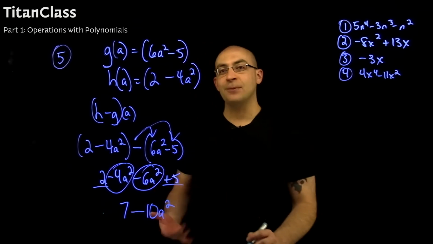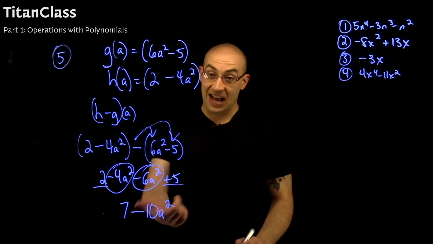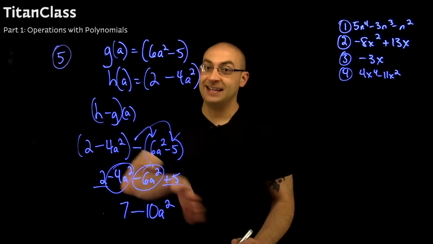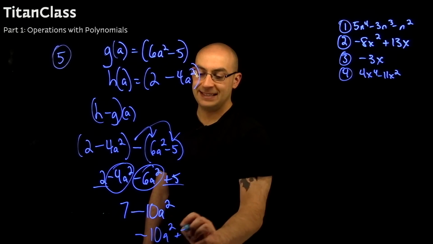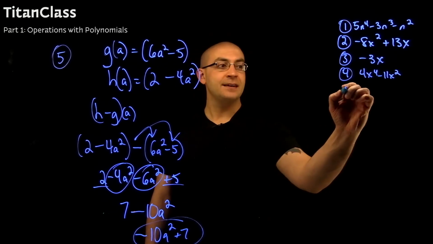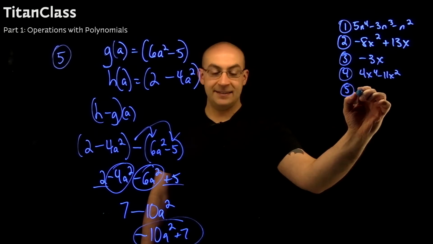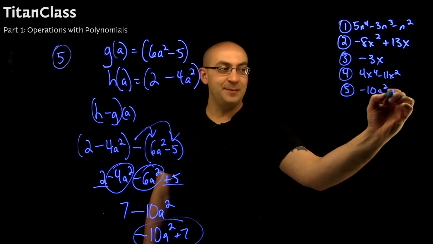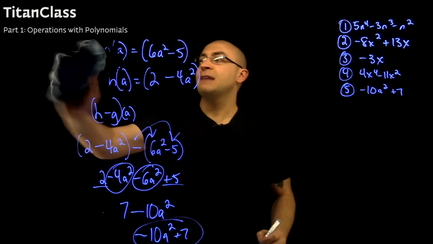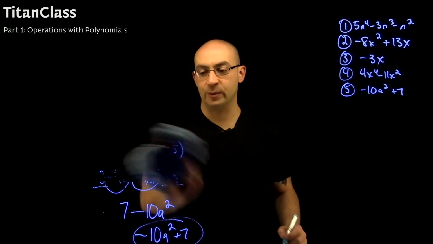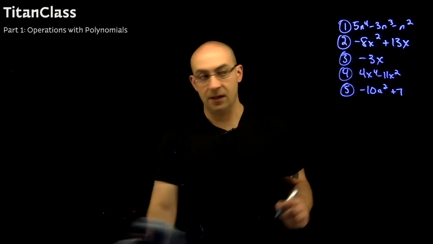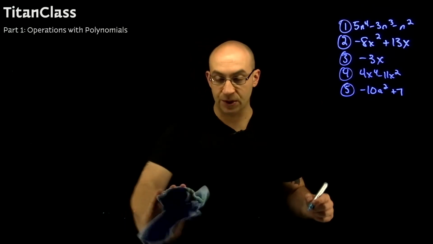Minus 10a squared. Now, is this in proper form? No, of course not, because the only thing that has an exponent is behind. It has to be in the front. So the true answer here is negative 10a squared plus 7. Final answer. Okay. Number 5 is negative 10a squared plus 7. Okay, so that wraps up my addition and subtraction, or combining like terms, of polynomials. Just be careful of minus signs and be careful of descending exponent order, which is called standard form.